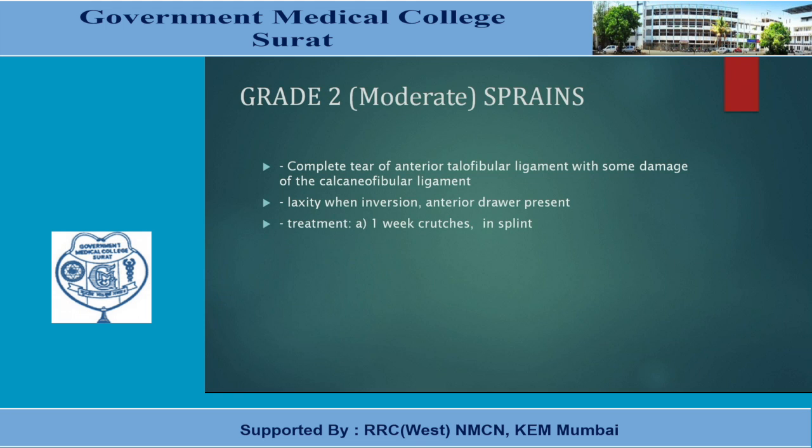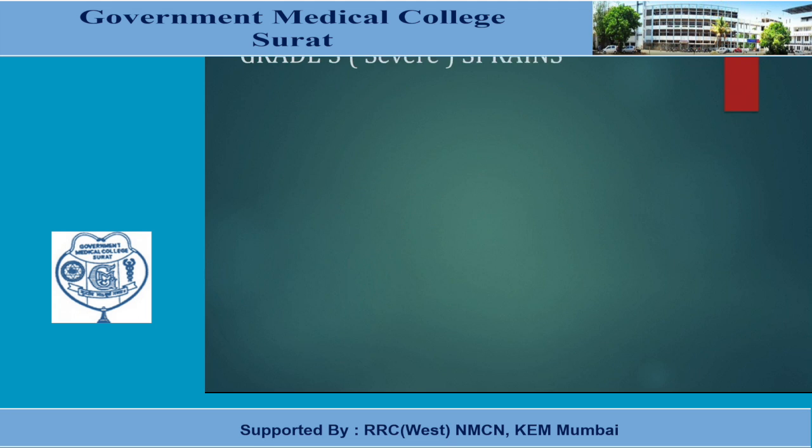So treatment is 1 week of crutch and splint. So with 1 week of crutch, the patient is non-weight bearing in walking. The patient is not allowed to weight bear, and the patient is given immobilization like the plaster. Follow the grade 1 physiotherapy: what you have done for grade 1 physiotherapy is followed in grade 2.